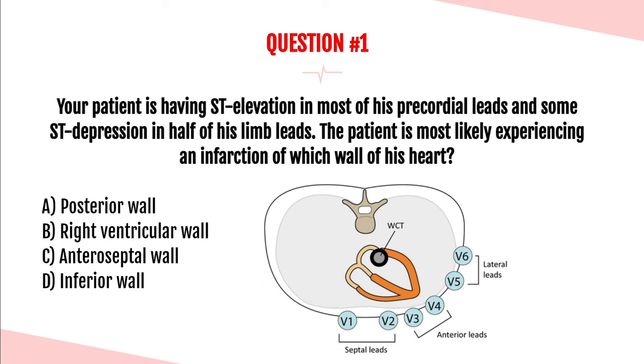And it makes sense that we would have ST depression in half of his limb leads, since an anteroseptal MI would have reciprocal changes, or ST depression, in 2, 3, and AVF.